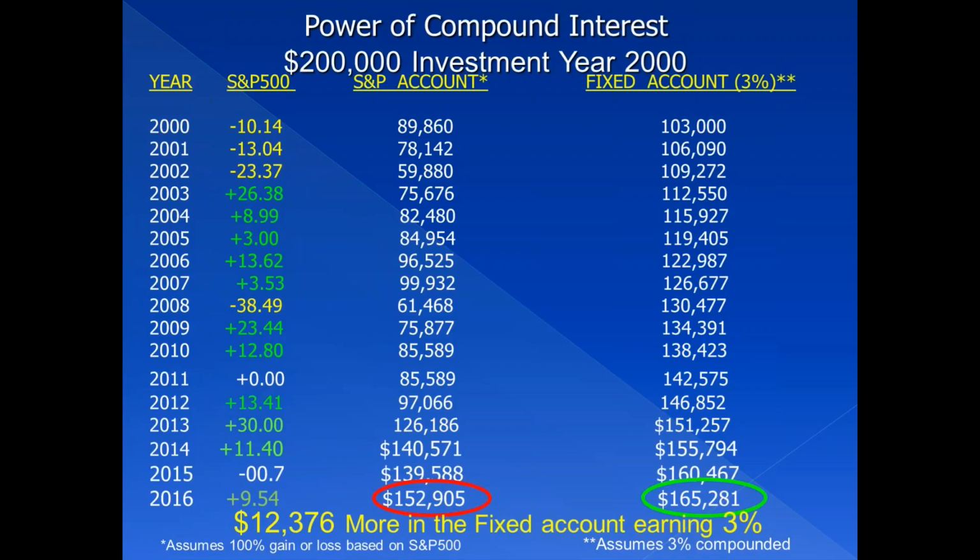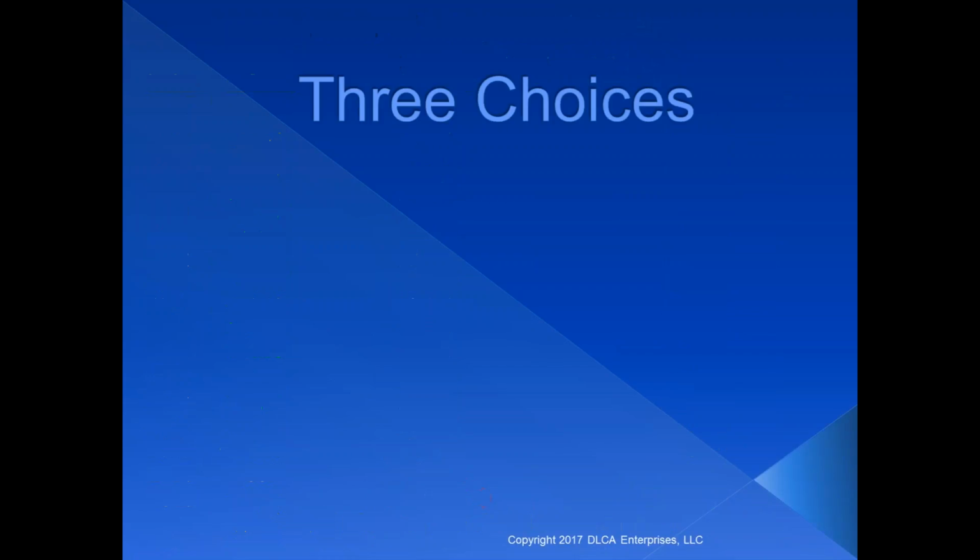And I could have taken a different snapshot of time, and the S&P account may have outperformed by 6%. But here's my question: what about these years when the market dropped, 2000 through 2002, 2008? What if you were over 70.5 and you had to take out an RMD, but the market had dropped, so there's less money in there? Let me show you what happens. There are really 3 choices.